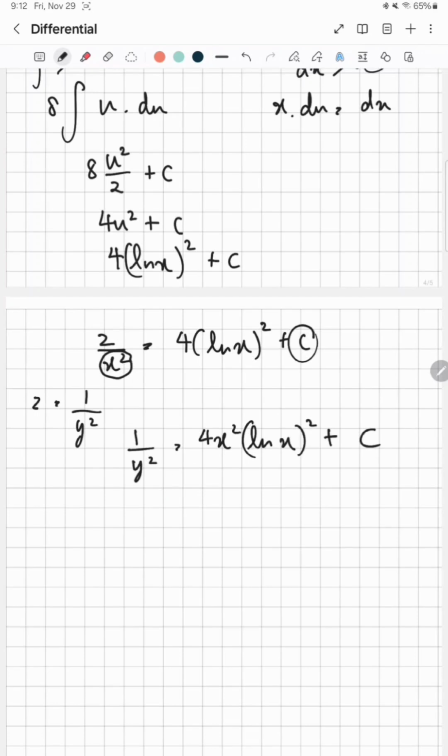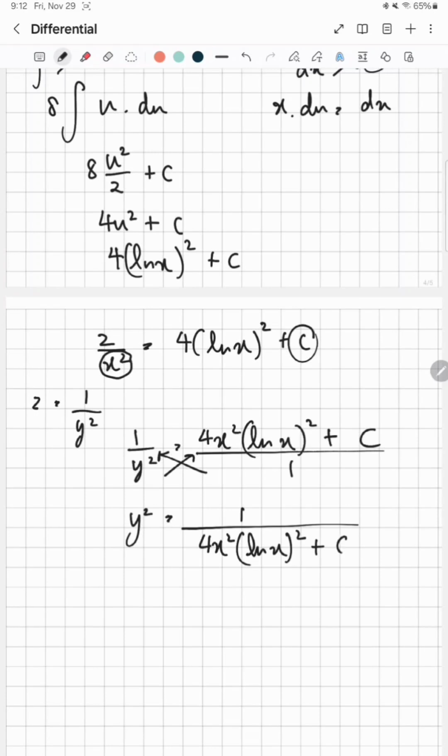Okay, so now what we can do is just flip it over. You can write the whole thing over 1 and cross multiply. So we get y squared equals 1 over 4x squared (ln x) squared plus c. Or if you want, you can leave the answer like this.